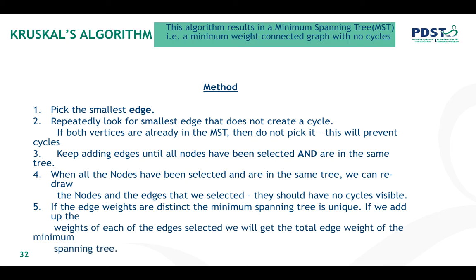Okay, so that's it. There is one thing to take note of. It's in point 2. If both vertices or nodes are already in the minimum spanning tree, then don't pick it, just leave it till later. What that will do is prevent any cycles being followed. And you'll see I'll do this with the example that follows as well.